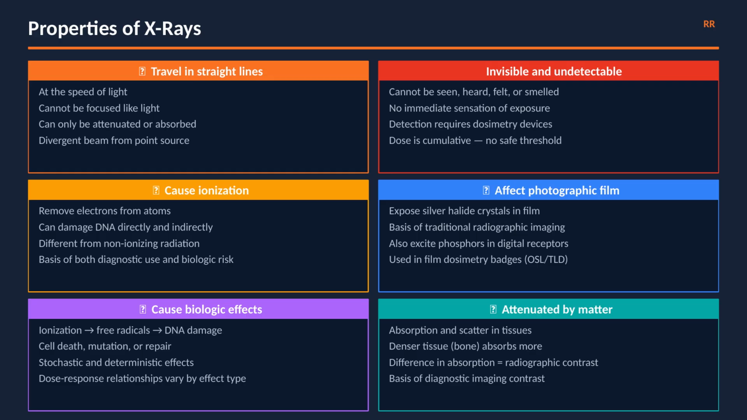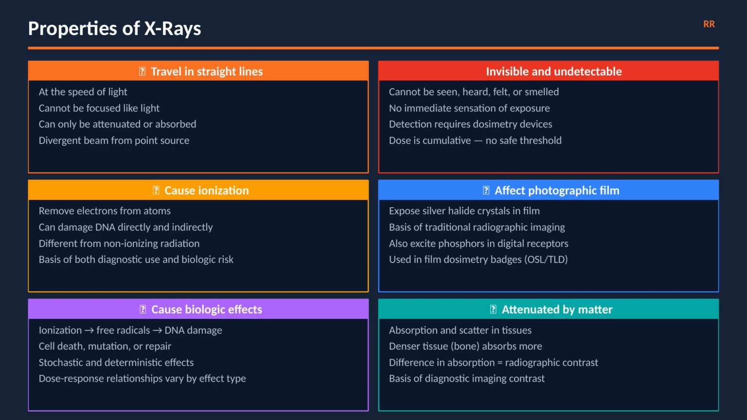X-rays travel in straight lines. They cannot be bent. They travel at the speed of light. They are invisible. You cannot see, smell, hear, or feel them. They cause ionization, removing electrons from atoms they interact with. They affect photographic film and digital receptors alike. They cause biological effects at the cellular level.